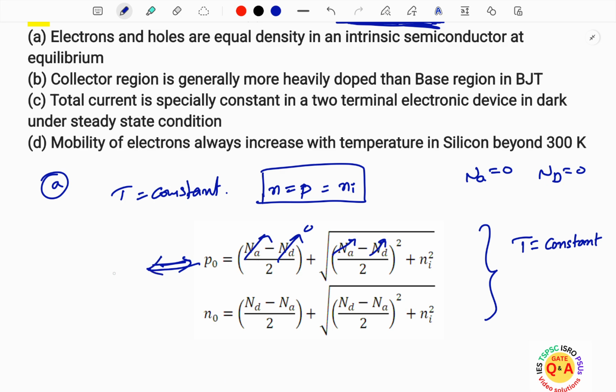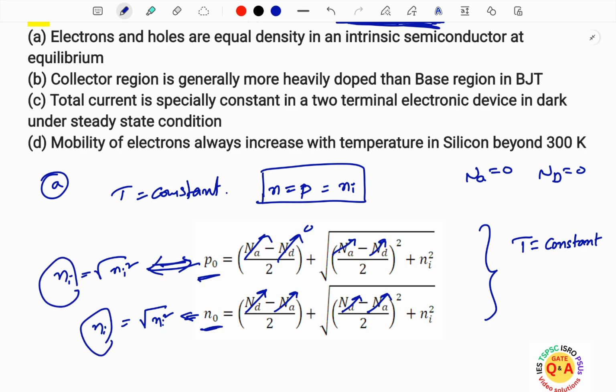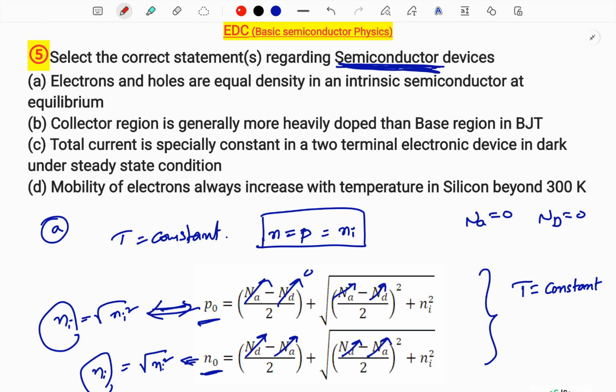By putting Na equal to 0 and Nd equal to 0 in both cases, P naught at equilibrium is equal to root of ni square, that is equal to ni. Similarly for the electron concentration, with Nd equal to 0 and Na equal to 0, it becomes root ni square, equal to ni. At thermal equilibrium, the number of holes and electrons equal the intrinsic carrier concentration. So option A is correct. Then option B.